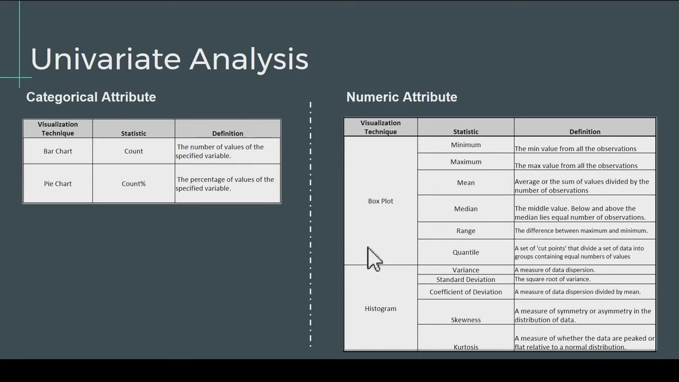Now, along with variance and standard deviation, we have coefficient of deviation. If you look at the definition, it would be a measure of data dispersion divided by the mean. A more layman explanation of coefficient of deviation would be that it is defined as a standardized measure to define standard deviation. I'll give you an example to make this simple.